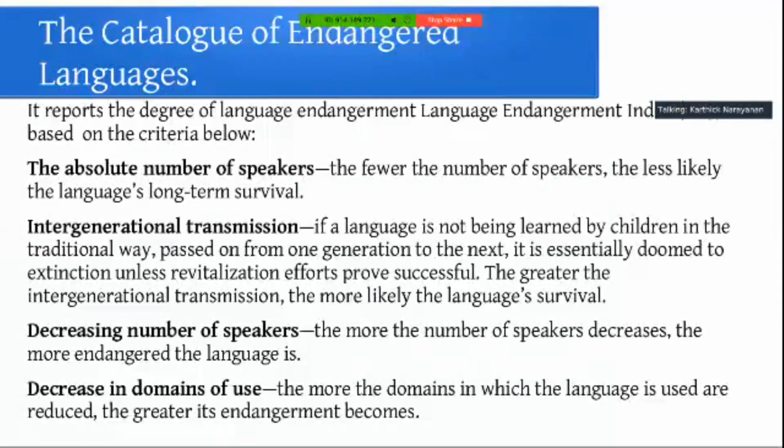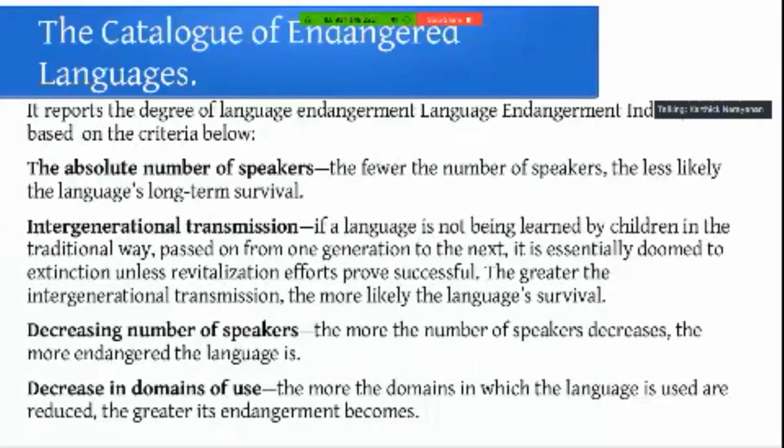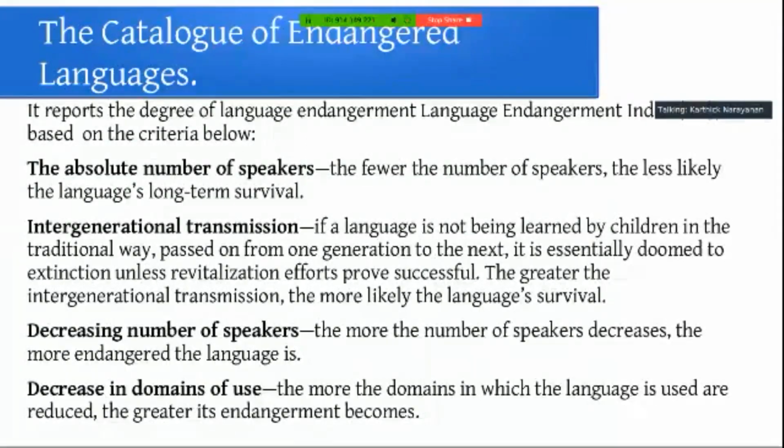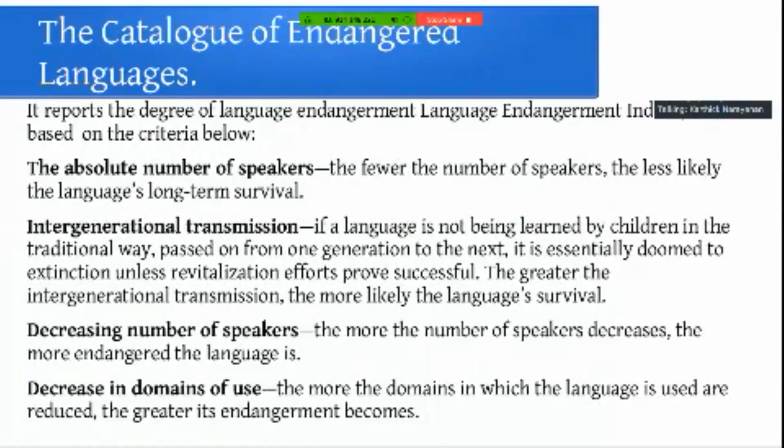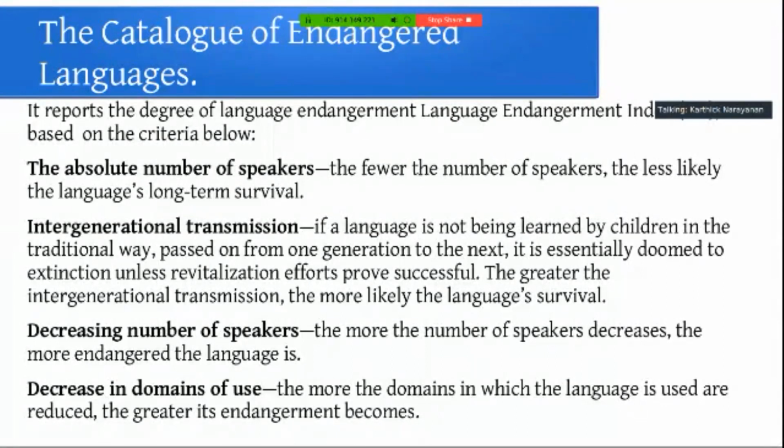Now, the Hawaii people, the project was called ELCat. They use only four parameters to classify the languages. The absolute number of speakers, since they think that the language should not have a lot of speakers. Intergenerational transmission, decreasing number of speakers, and decreasing domains of use.